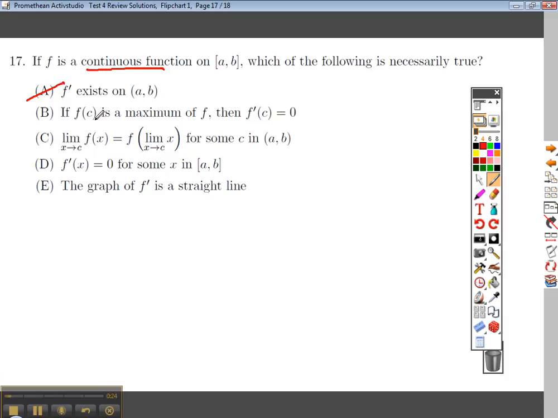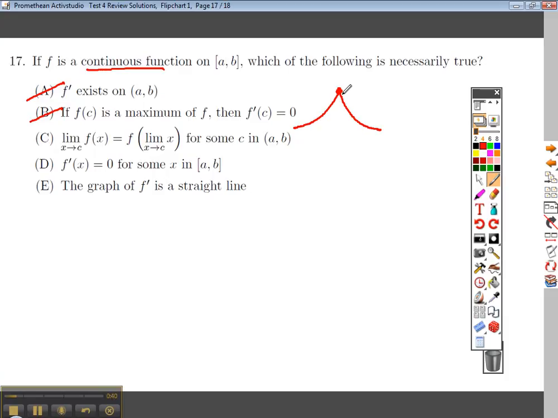Part B says, if f of c is a maximum, then f prime of c is 0. Again, I would refute this because you could get a maximum at a cusp, meaning the function goes up and then comes down. This is continuous, but it's not differentiable there, so f prime is definitely not 0.